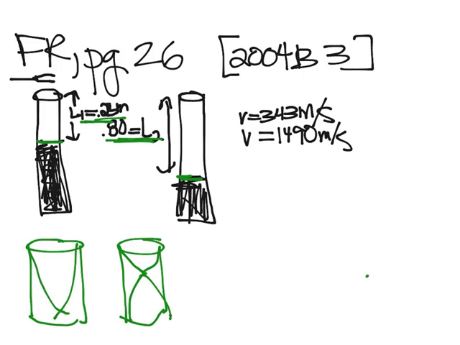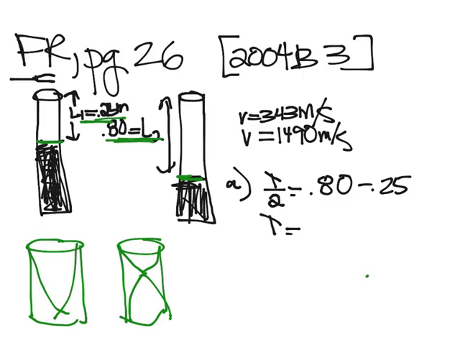Okay, so for part A, to find the wavelength, we know that half of a wavelength is equal to the difference between L1 and L2, so that's 0.8 minus 0.25 meters. And we can use that to calculate the wavelength, and we get a wavelength of 1.1 meters.